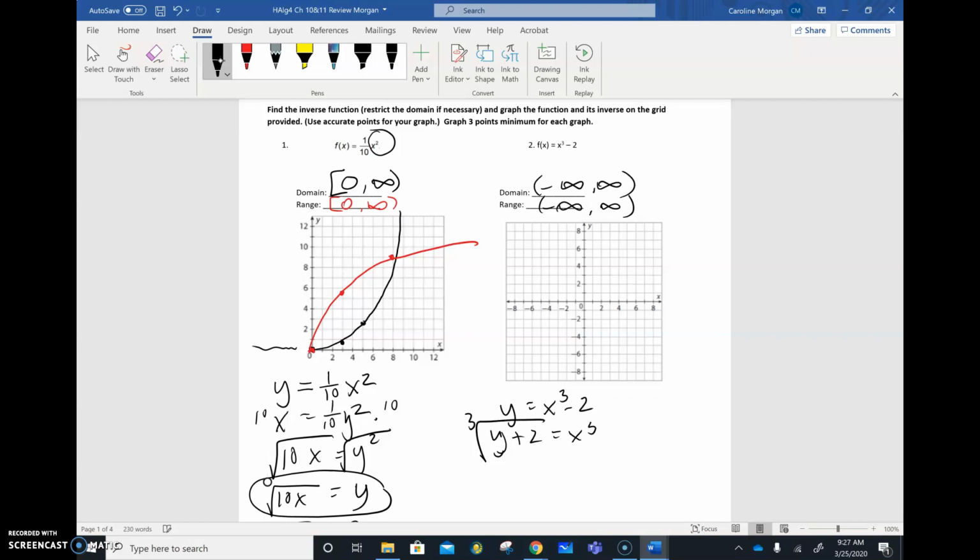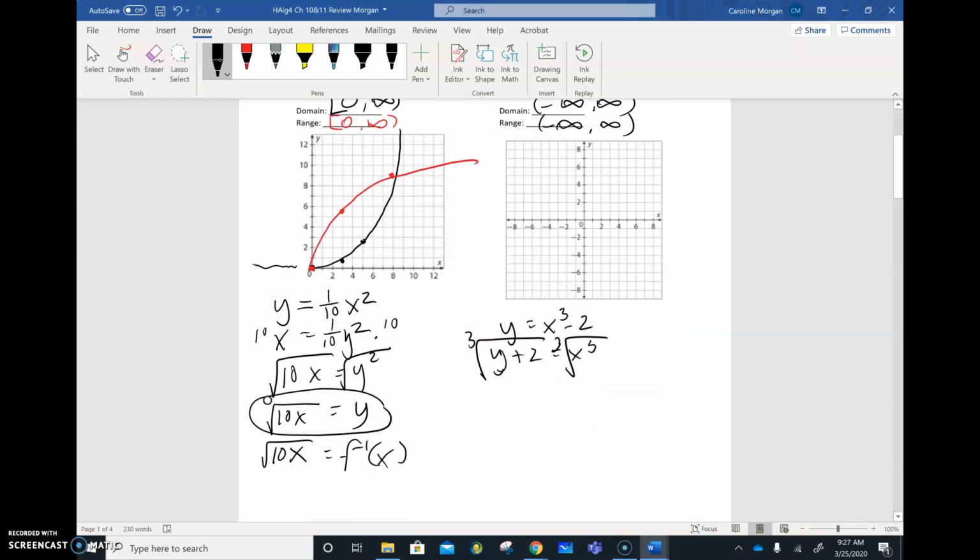Cube root, right? We don't have to worry about... Oops, I forgot to switch x and y, but that's okay, because I got it right here. All right, so the cube root of x plus 2 is equal to f to the negative 1 of x. So let's graph it. Notice the grid here has negatives and positives on it. So it's kind of giving you a little clue there, isn't it?